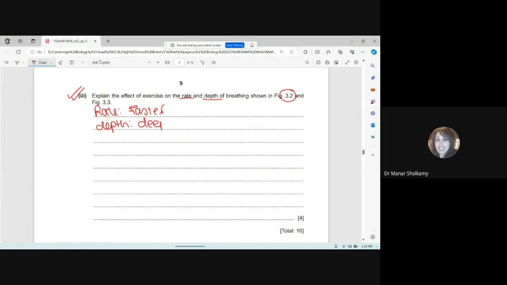Now, why? Explain. Because more oxygen is required for respiration. Good. Why? Because I need oxygen for aerobic respiration, because contracting muscles require more oxygen. Excellent. Because I need this aerobic respiration to produce energy, because this energy is needed for muscle contraction.